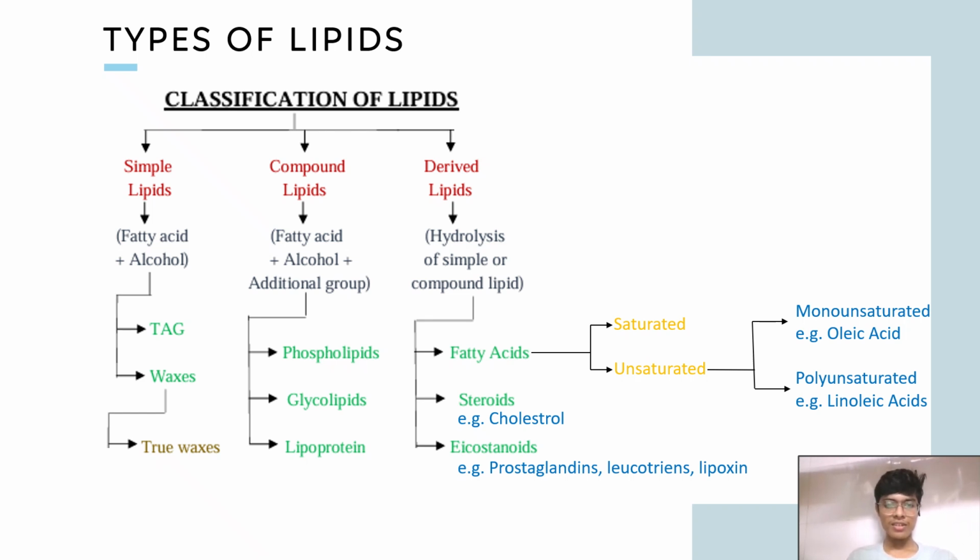Another type of derived lipids is steroids, for example, cholesterol. Cholesterol is very useful in cell signaling as well. And the third type is eicosanoids, for example, prostaglandins, leukotrienes, and lipoxin.